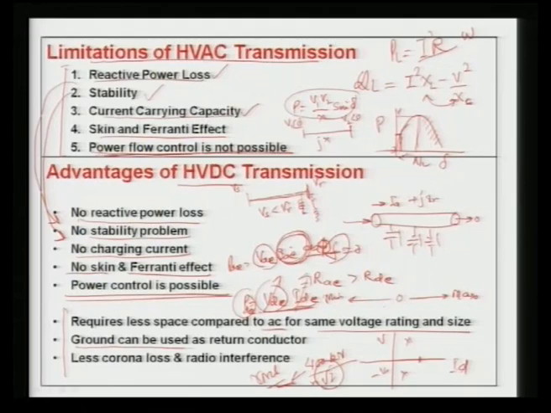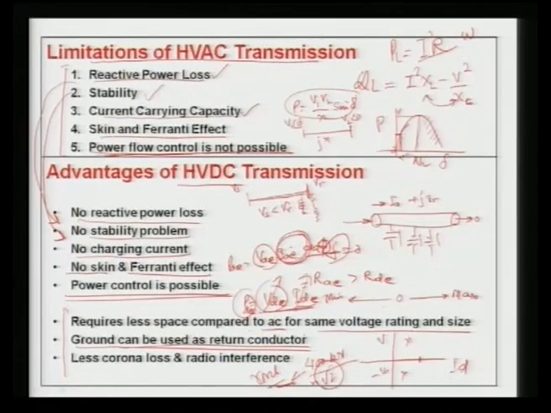Another advantage is that the ground can be used as a return path. As we will discuss in the next lectures, various types of links are feasible: monopolar, bipolar and homopolar. In the monopolar link, only one pole, one wire, is there, and the ground is used as a return path, which reduces the cost of the conductor. But it is not very much practiced, because using ground current causes other problems like communication interference, erosion, potential development, and shock and safety concerns.